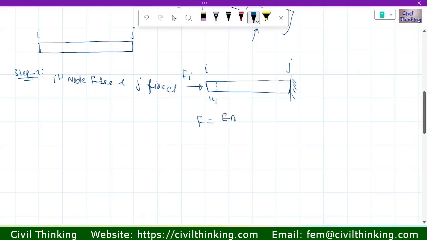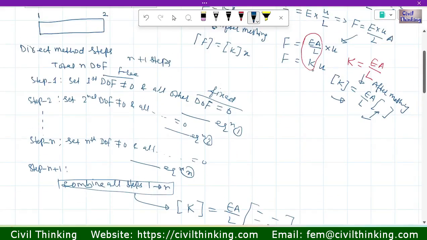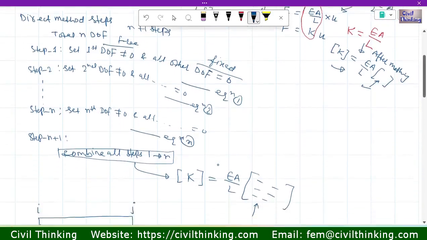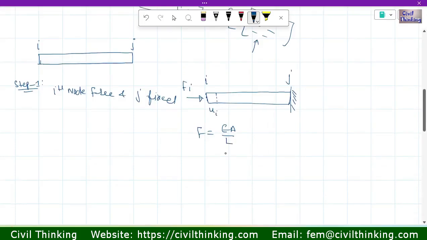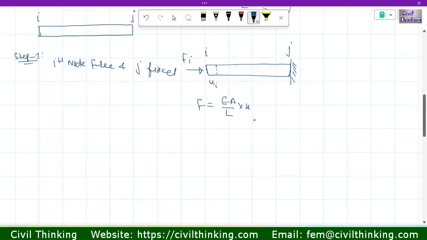F is equal to EA by L times U, right? Force is equal to EA divided by L times U. Okay, so from here, if we substitute Fi into F, we will get Fi is equal to what? E A by L times U.